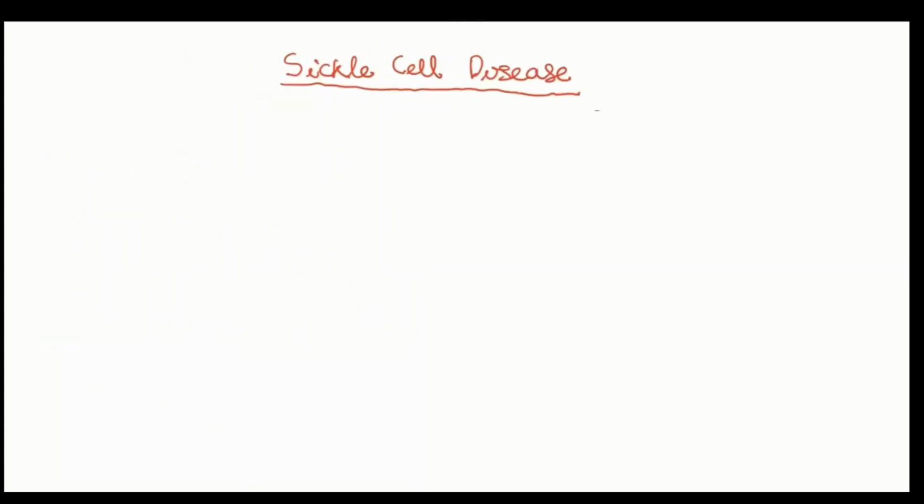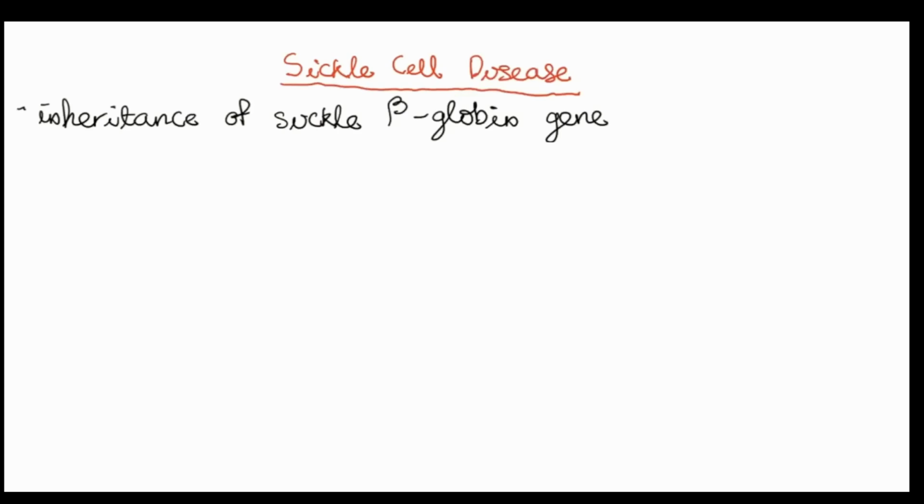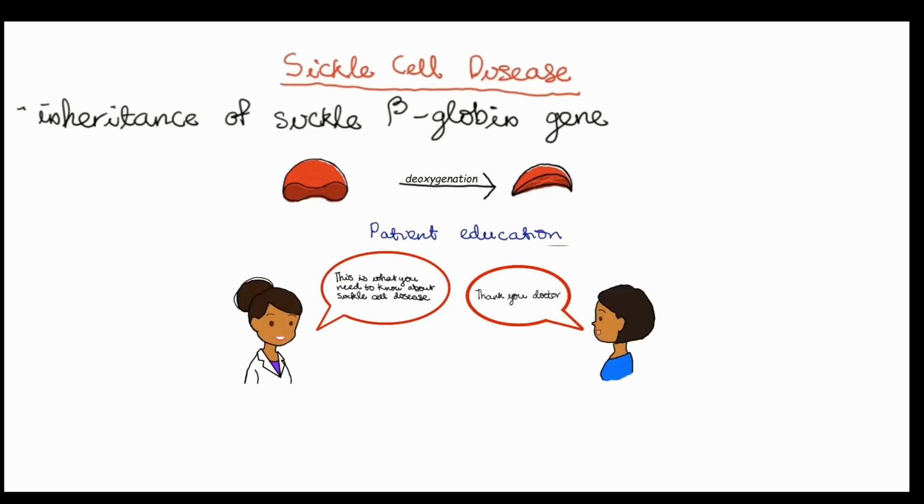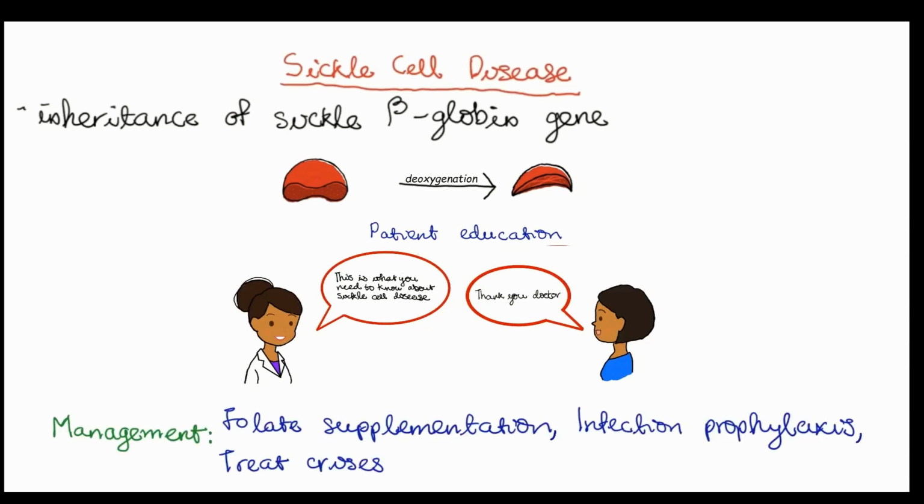In summary, sickle cell disease is a group of red cell disorders resulting from the presence of an abnormal form of hemoglobin, hemoglobin S. The presence of this abnormal hemoglobin causes the red cell to sickle when deoxygenated, and these sickle cells have a very short lifespan. Patients with sickle cell disease must be well educated on the disease and its management. Management involves folate supplementation, infection prophylaxis, and crisis treatment. Stem cell transplant is the only cure.